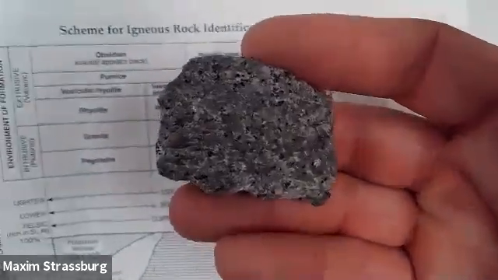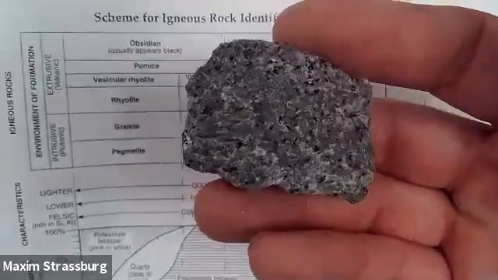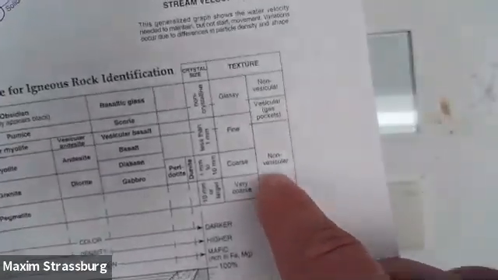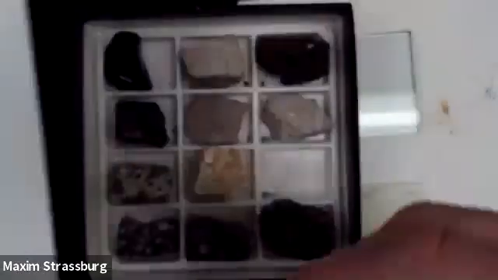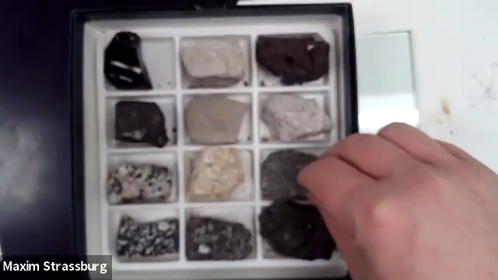No vesicles, no glassy texture. Again, lots of interlocking crystals that are big. And so I would make sure to indicate the texture is coarse, okay, and nothing but. So that's sample number 9.